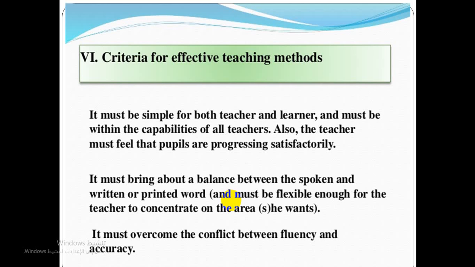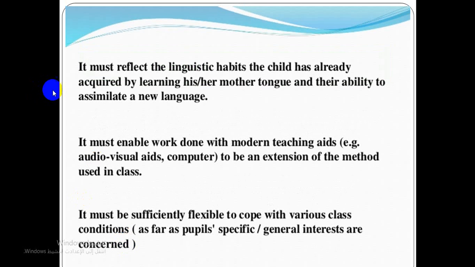Fluency means using the language without hesitation, and accuracy is the aspect of language learning which emphasizes the importance of correctness in pronunciation, grammar, and vocabulary. Another criterion: the method must reflect the linguistic habits the child has already acquired by learning their mother tongue and their ability to assimilate a new language.